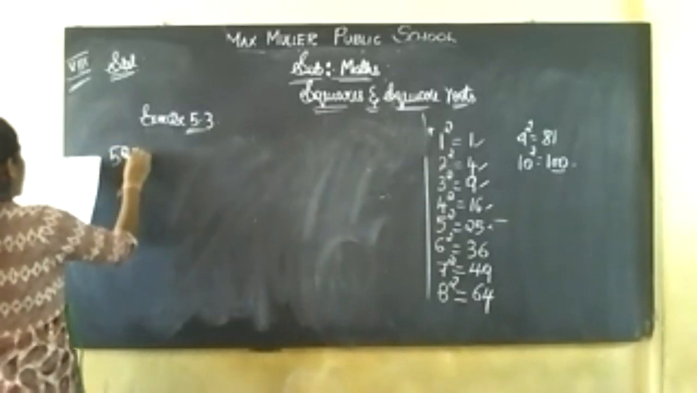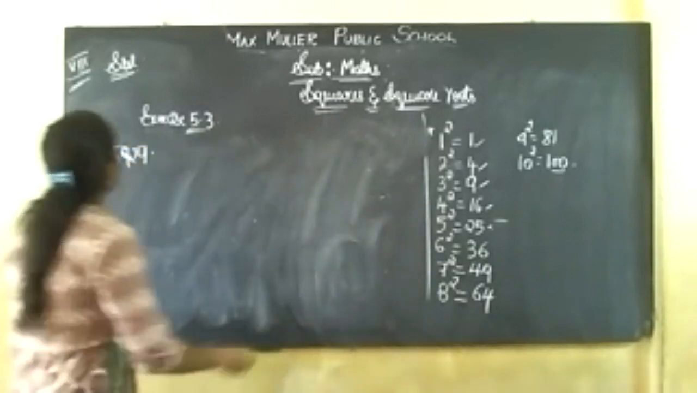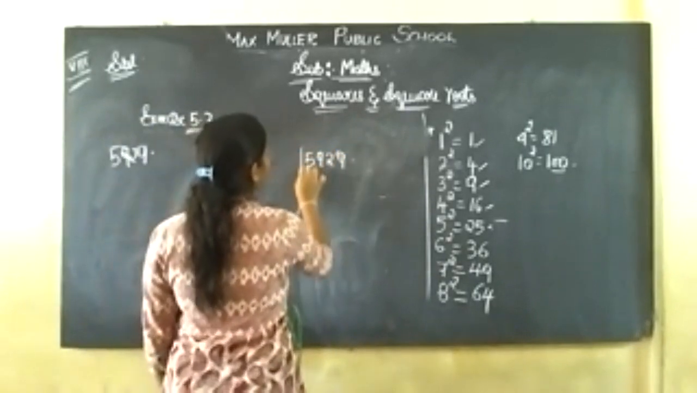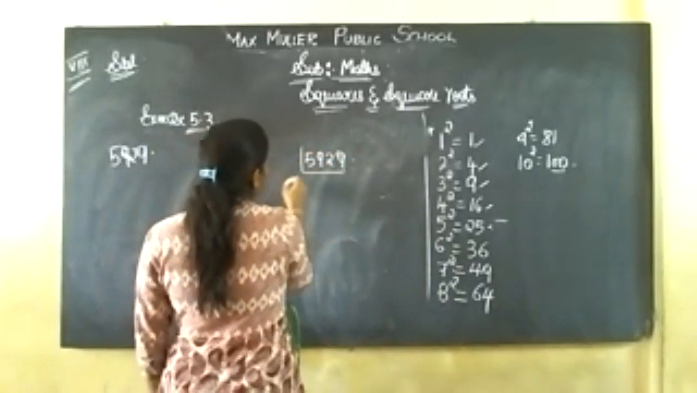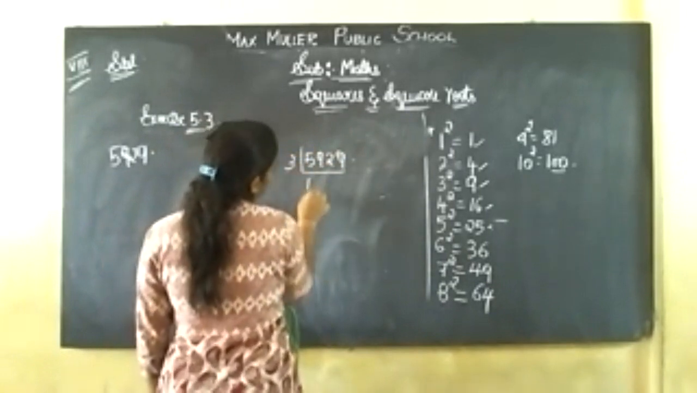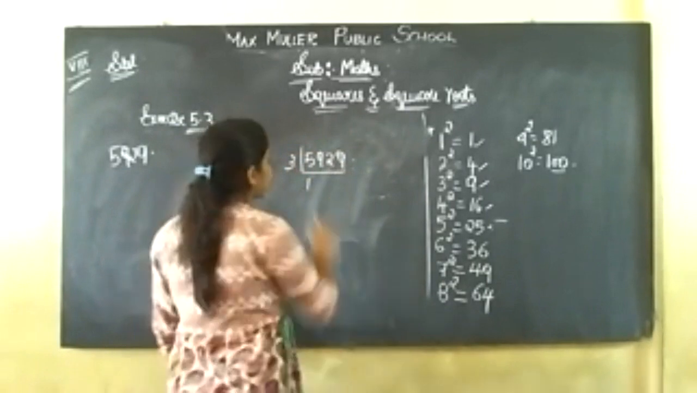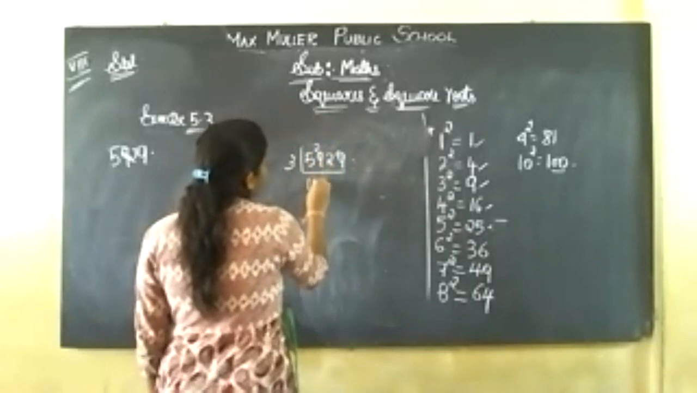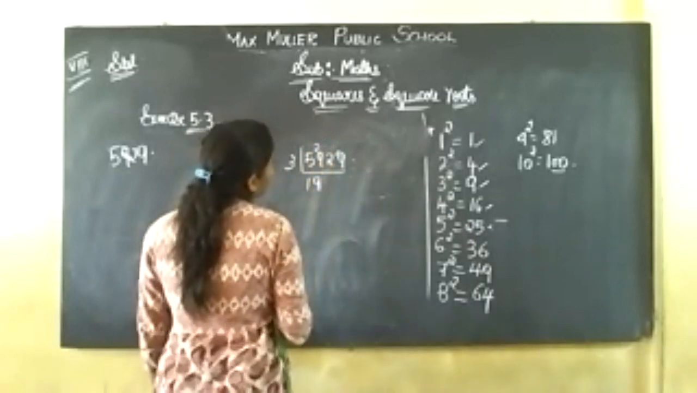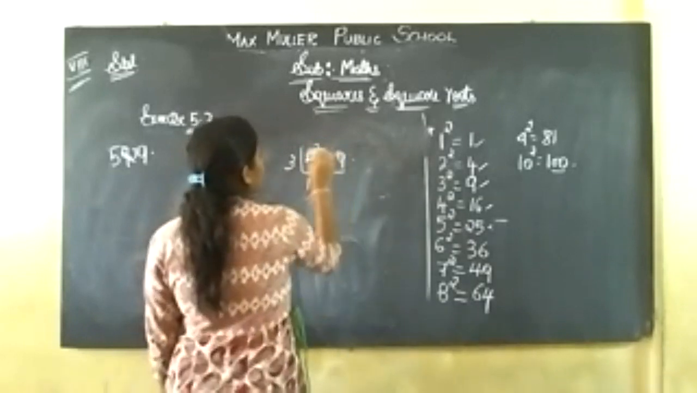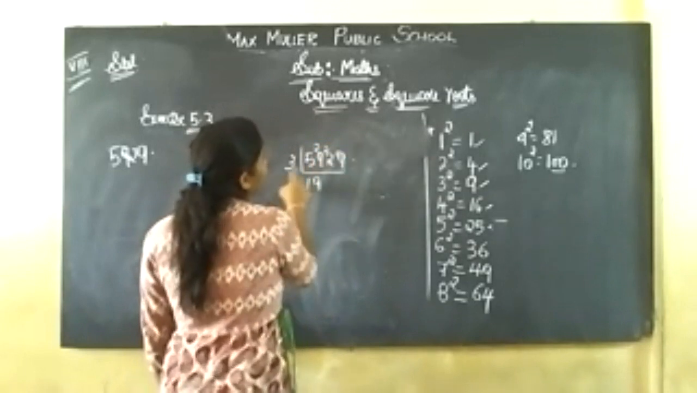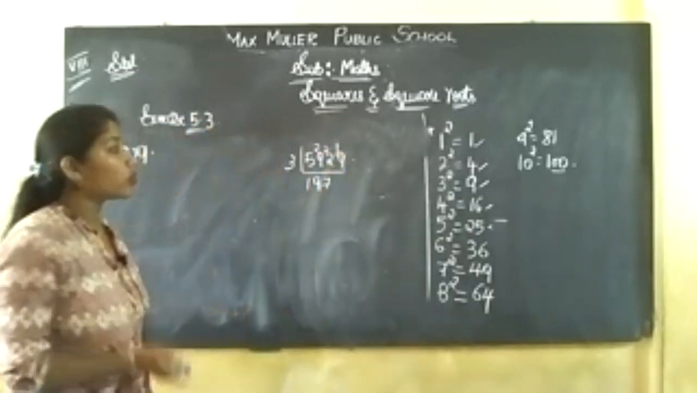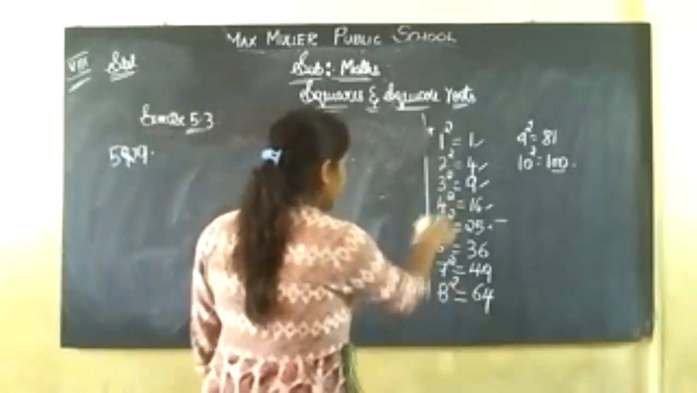5929. Do it from 3. 3 ones are 3, because the last number is 9 here. 3 ones are 3. 3 nines are 27. Again 27, 28, 29. 3 sevens are 21, 1 it will become 19. So you can't do it. So next, 9 will come.